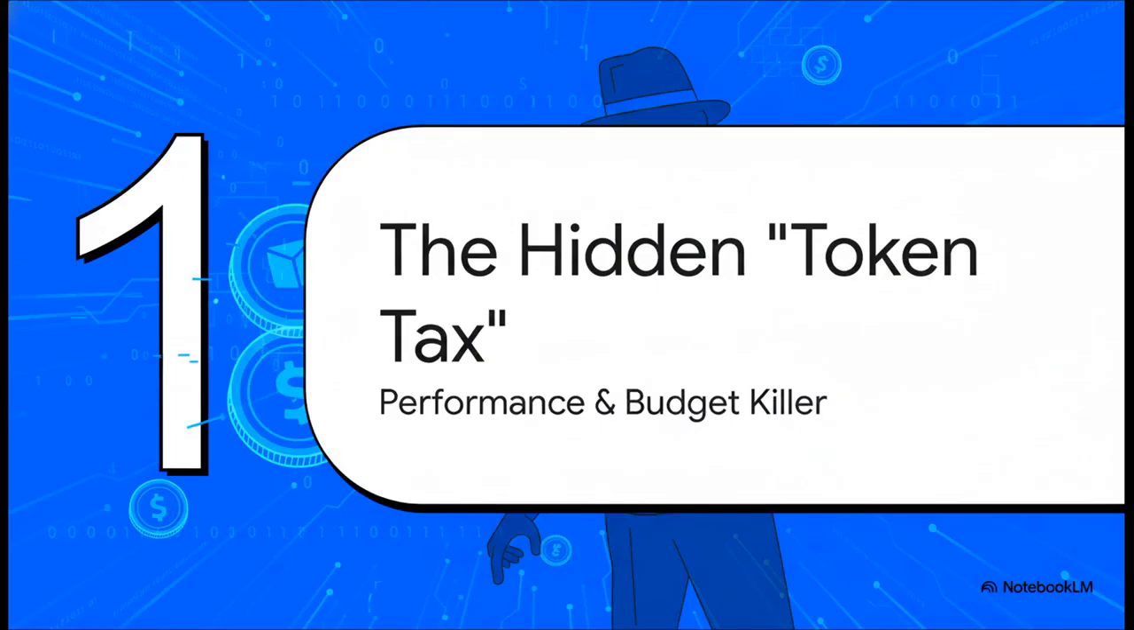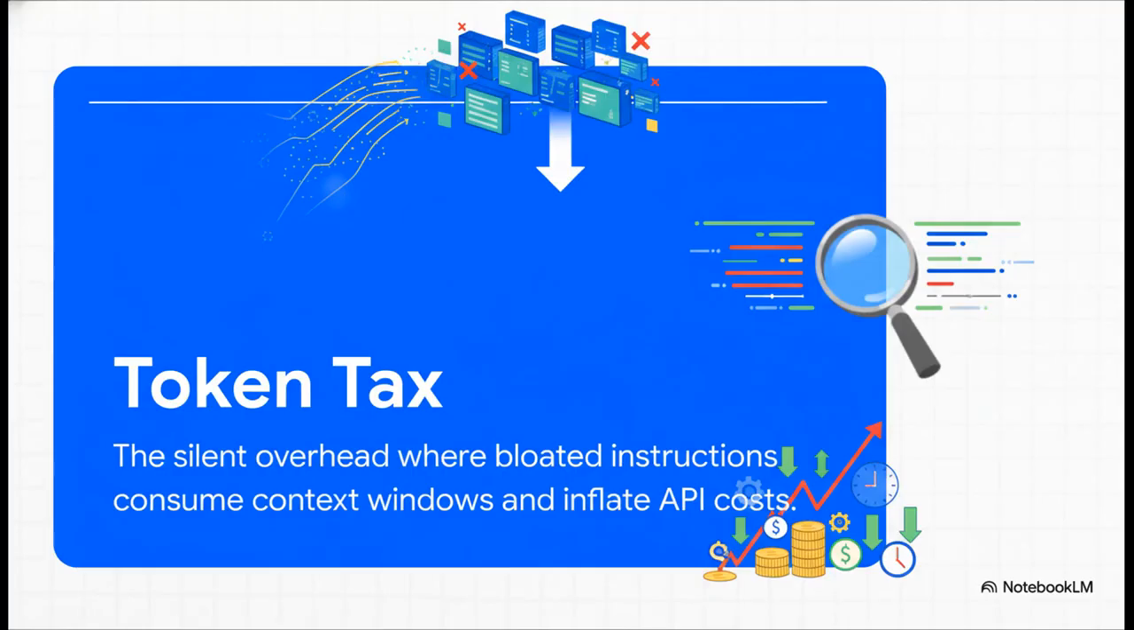Okay, so this leads us to the big idea, our first key concept here: the hidden token tax. I'm not kidding when I call this the silent killer of performance and budget in your AI stack. And the scary part? It's almost certainly affecting you right now, whether you know it or not. So, what is this token tax?